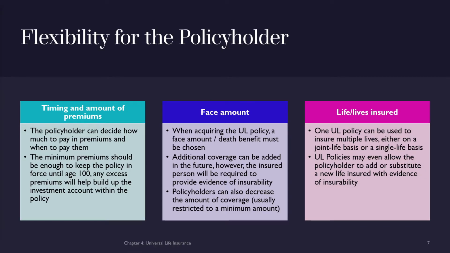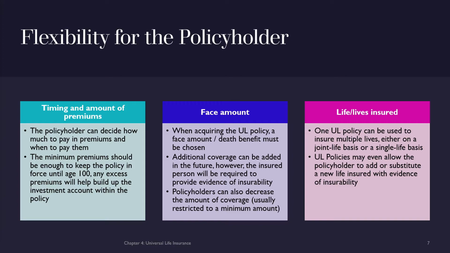So UL policies have some flexibility for a few different things. First, timing and amount of premiums: the policyholder can decide how much to pay in premiums and when to pay them. The minimum premiums should be enough to keep the policy in force until age 100, but any excess premiums will help build up the investment account within the policy, which is probably what you are trying to do if you are purchasing a UL policy.